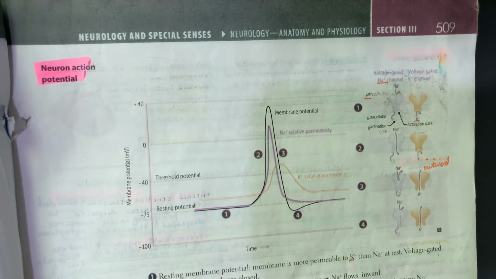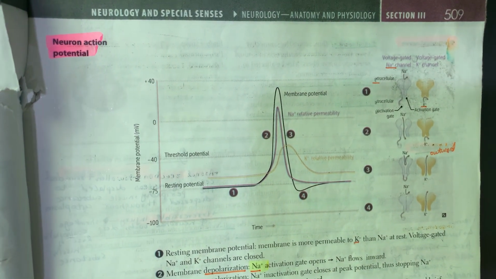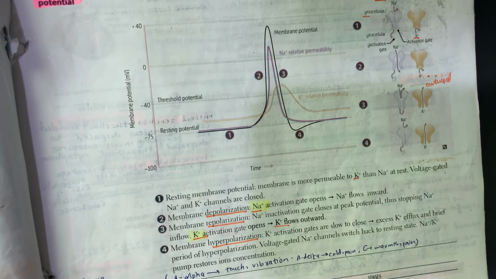Now, when we move toward the physiology, this is the neuron action potential, and many questions are going to come from here. If you understand this well, you're going to ace many questions that you're going to see on your UL or on your final exam. All right, so first we'll start with the resting potential.